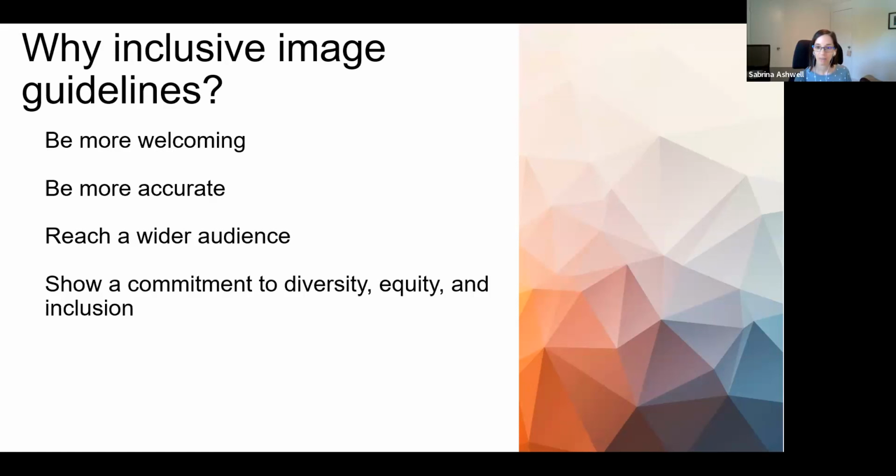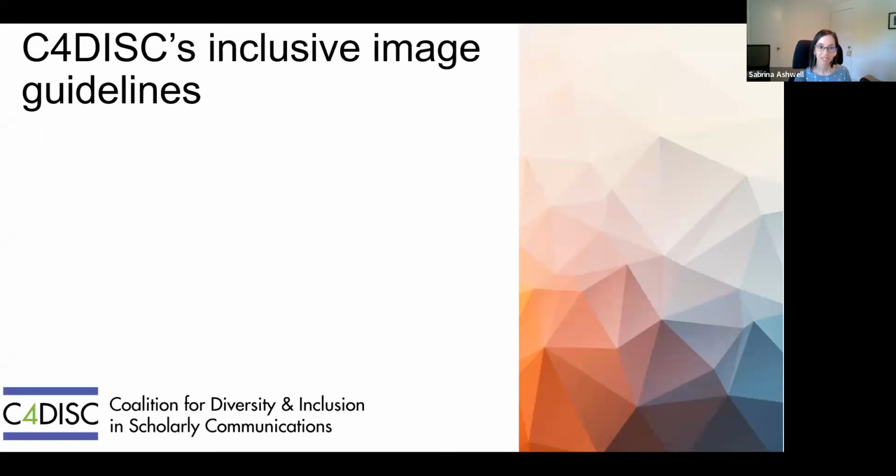So I'm going to share my experience with two different sets of inclusive image guidelines, and I hope that can help you think through how you want to approach inclusive image guidelines. I'm going to start with C4DISC.